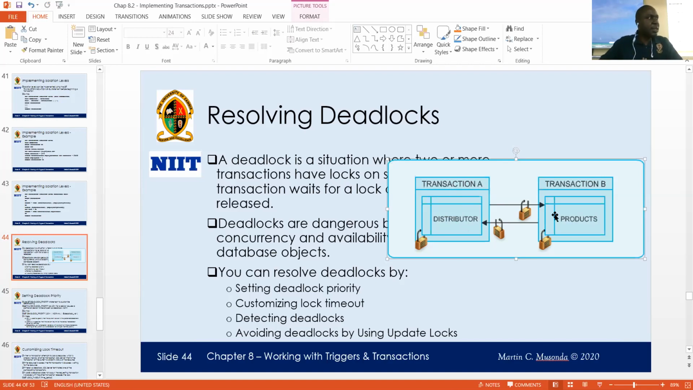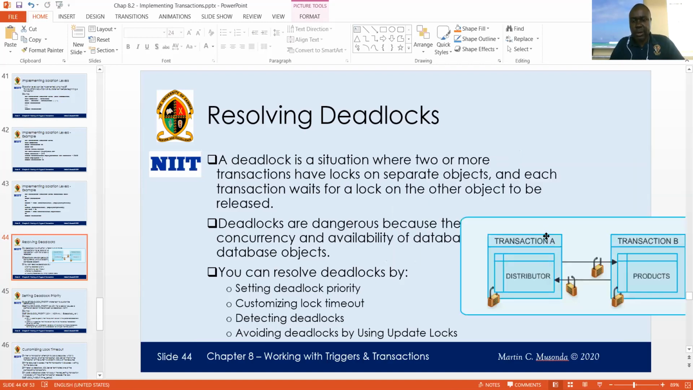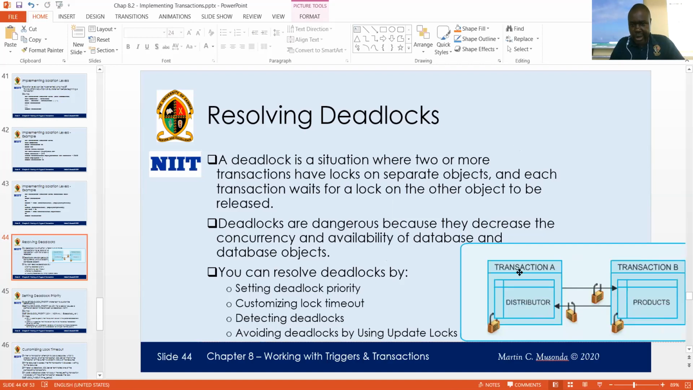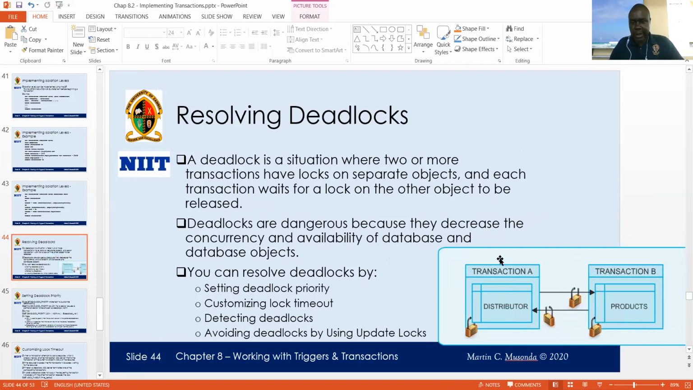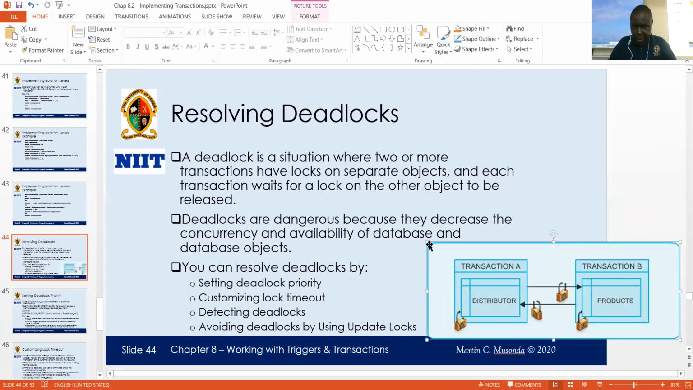So in that sense, there is like a stalemate. That's called a deadlock. And these two transactions are not going to complete. They're just going to remain like that unless something is done about them.